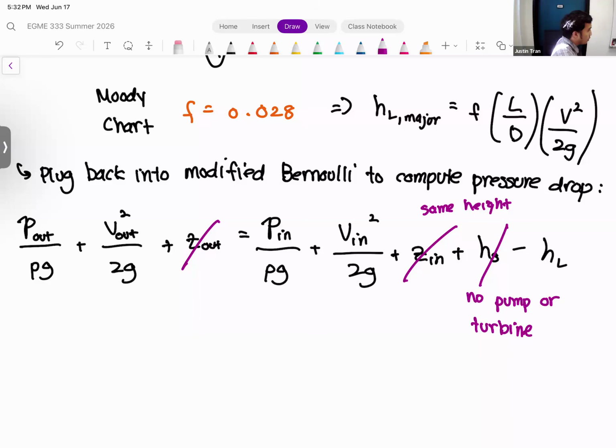Another thing that we're going to cancel out, and this is a term that we don't usually cancel out, is actually the velocity terms. The reason for that is because in the problem, we're told that the pipe has the same diameter all throughout.